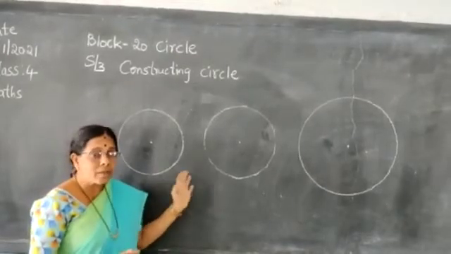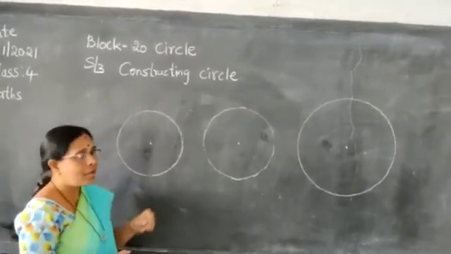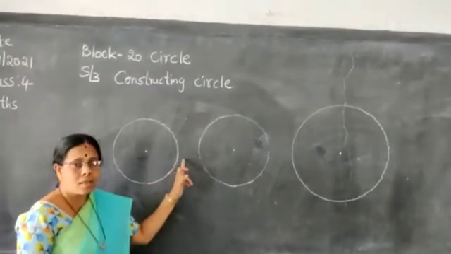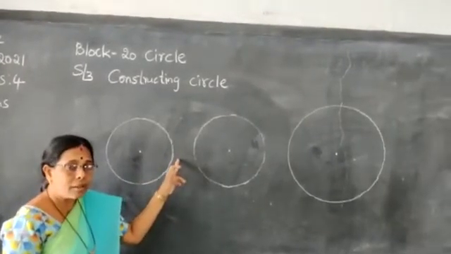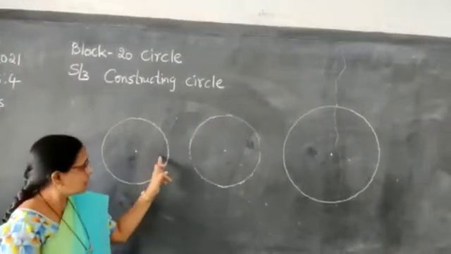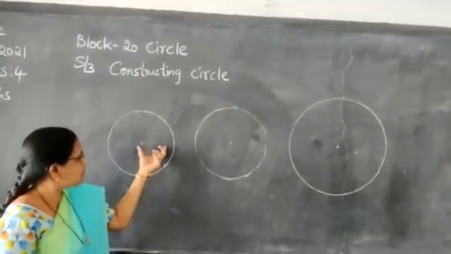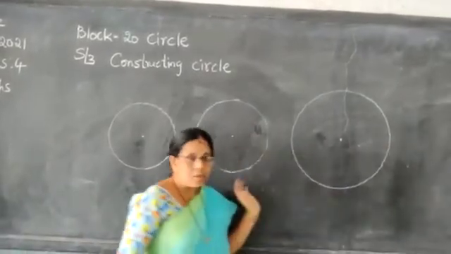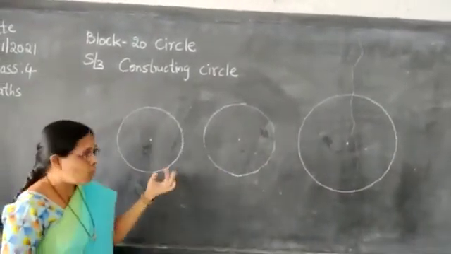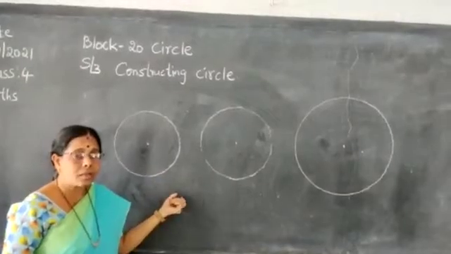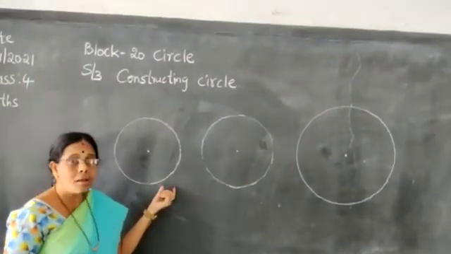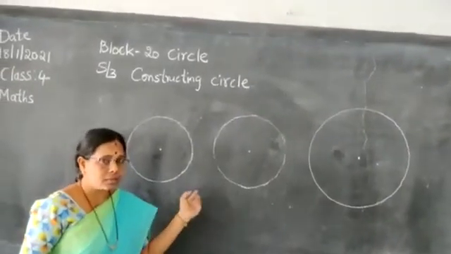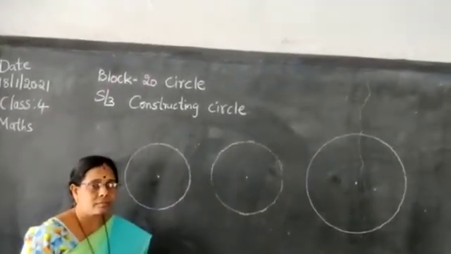So, with different radius. Children, radius means, as we know, the distance from the center to the edge of the circle. That is called radius. This is a small radius, this one is a little bigger, and they are different. So to construct a circle, you need the radius. If we know the radius, then only can we construct the circle.